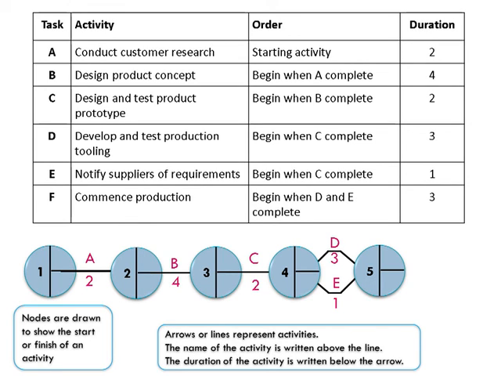So after activity D and E are completed, we can do activity F. Now activity F here, it says in the table, can only begin when D and E have been completed. So they both feed in to the node here before activity F. And then we add a node at the end because we always start and finish our diagrams with a node. And that's it. We've done our first network diagram.